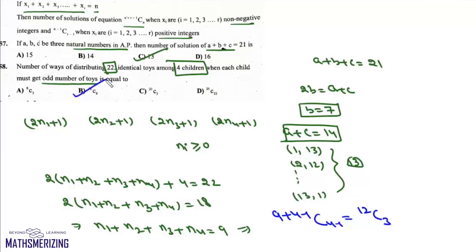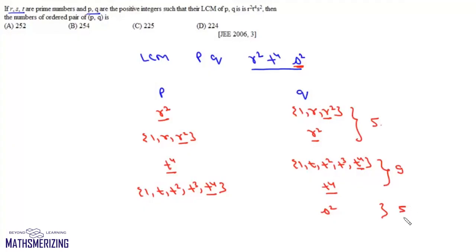So the correct option is 12C3, which is the same as 12C9. That's your option B. So the total number of ordered pairs of P and Q will be 5 into 9 into 5, and it is 225.